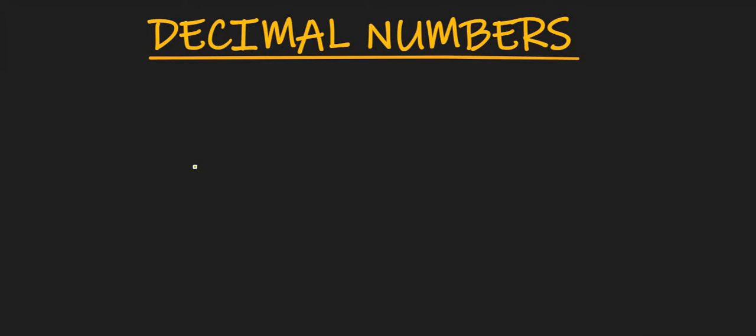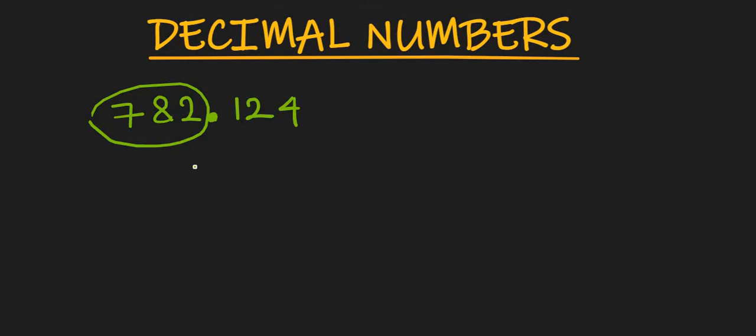Today we are going to be talking about decimal numbers. Now look at this number, 782.124. The decimal point here, denoted by a little dot, marks the end of the whole number part. 782 is the whole number part, and the numbers that follow it to the right form the fractional part.